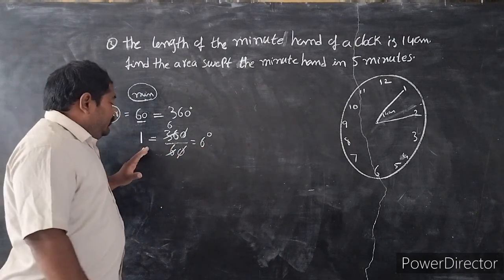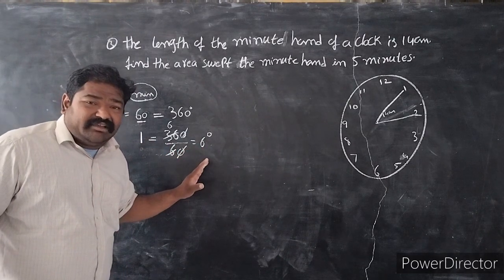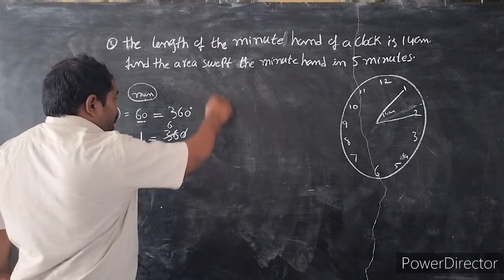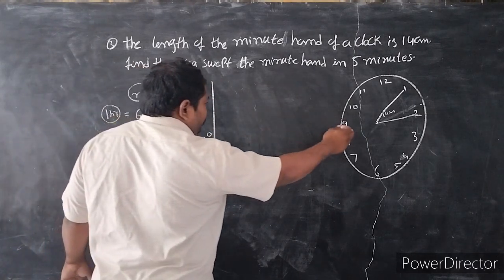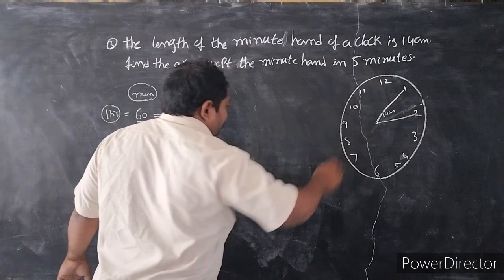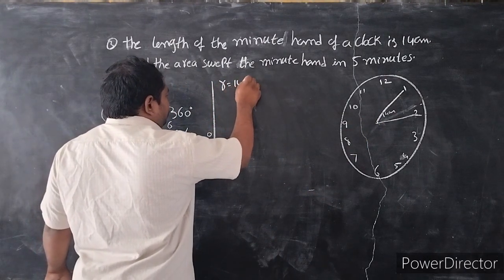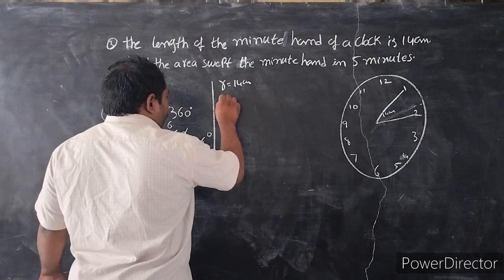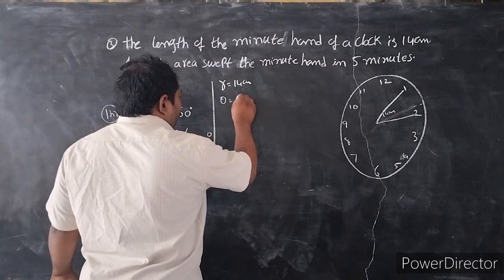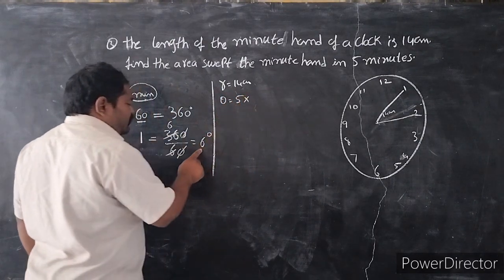For 1 minute the minute hand makes 6 degrees of angle. What they have given: the minute hand has a length of 14 centimeters. The radius of the clock is 14 centimeters and the angle theta is not given. For 5 minutes, for 1 minute we have 6 degrees.